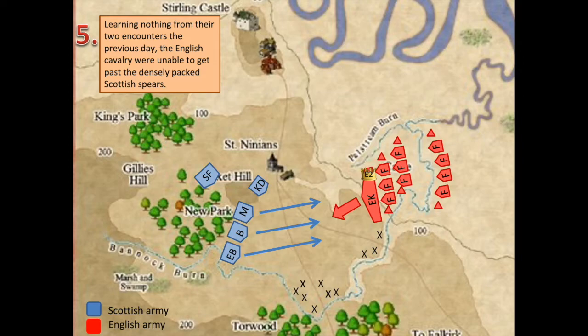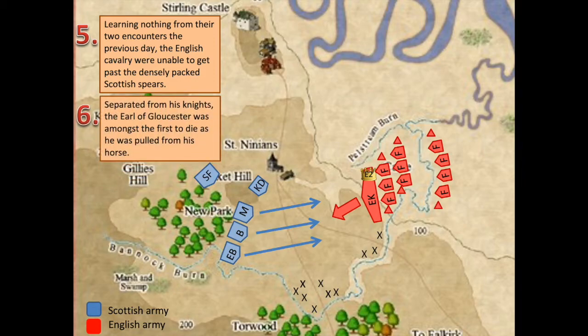The knights still have the advantage of being higher and being able to smash down on the heads of infantry, but against a forest of spears that are all poking up at them and their horses, the knights themselves create a much larger target than an individual infantryman, and they suddenly find themselves very, very vulnerable without the benefit of speed. So the English cavalry were unable to get past the densely packed Scottish spears once the two sides engaged. So separated from his knights and early casualties, the Earl of Gloucester, the leader of the English army, was amongst the first to die as he was pulled from his horse by a Scottish infantryman.